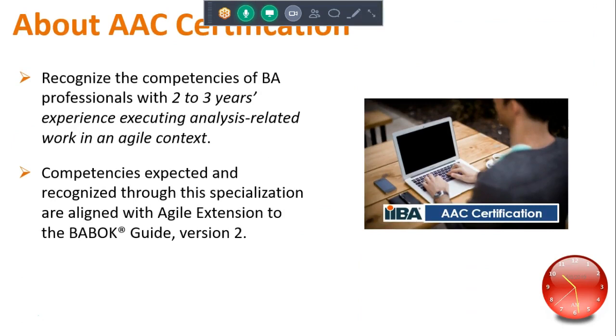So the AAC itself, there are a limited number of things that are required in order to achieve the AAC certification. Basically, it's an understanding of the information that's in the Agile extension, is what it comes down to. The implication is that you have some Agile background, Agile experience, but really the certification itself only tests whether or not you know and understand the information that's in the Agile extension.